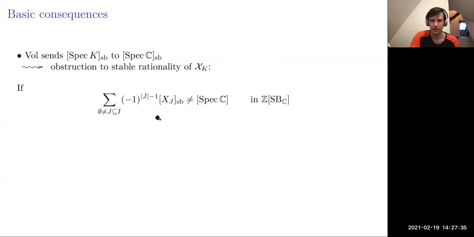This is the thing I just said. So we write down the degeneration, which has many components maybe. If this alternating sum here is different from the class of a point in this ring, we're done. Then the generic fiber is not stably rational.